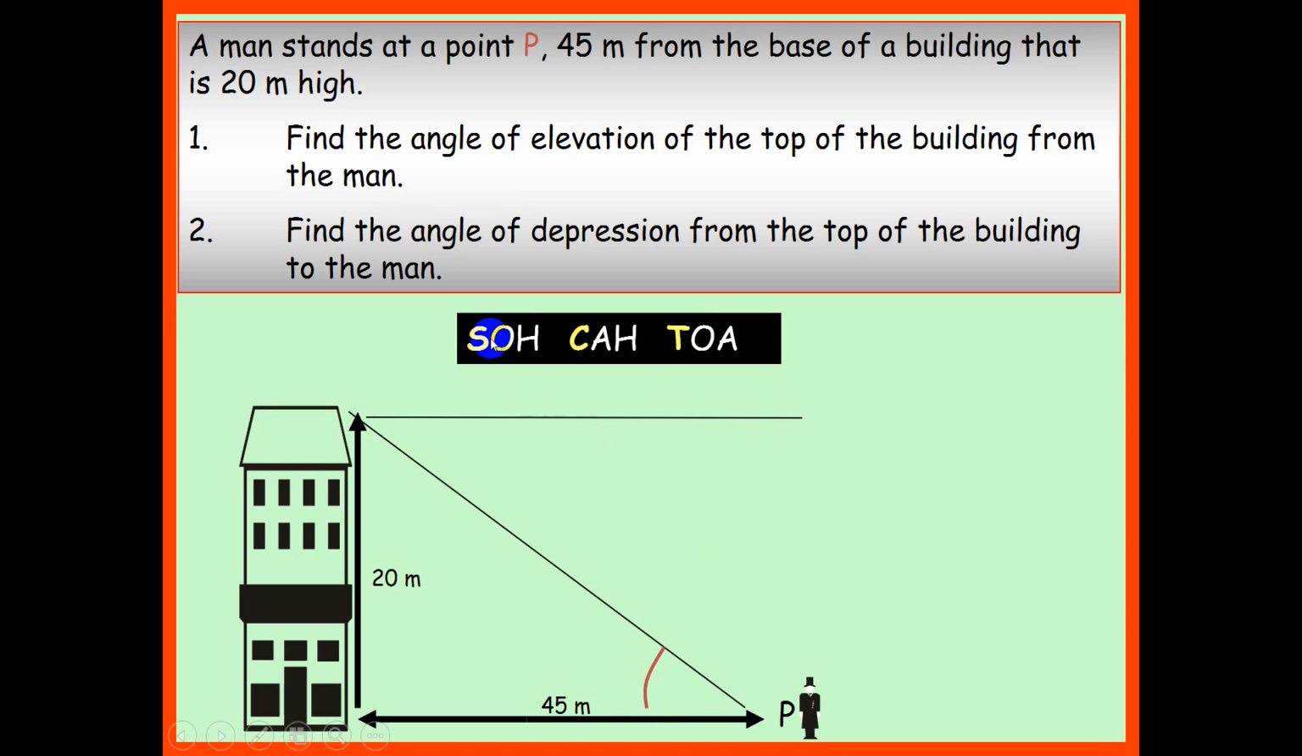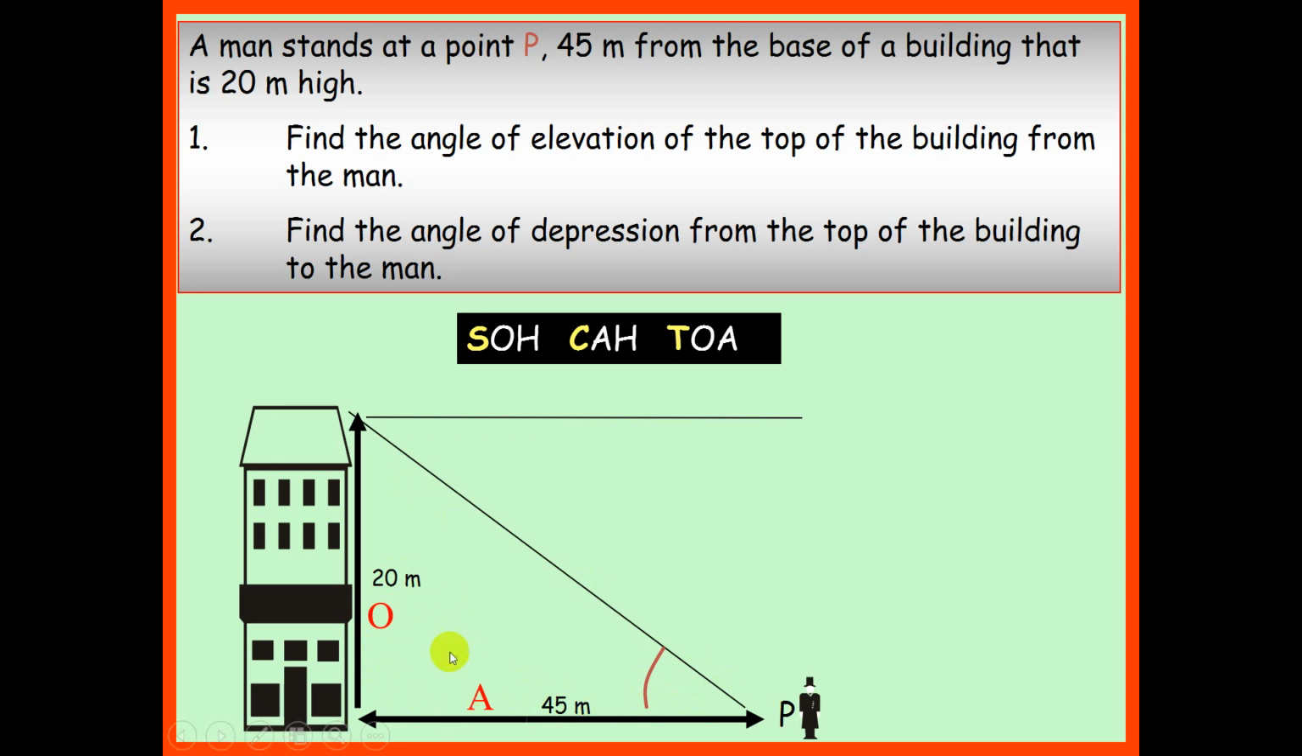I want to remind you of SOH CAH TOA. We've done this in class. Sine is opposite over hypotenuse, cos is adjacent over hypotenuse, tan is opposite over adjacent. If we look at our diagram, firstly, we need to note what is given. The 20 meters is given. In terms of the triangle and looking from angle P, 20 is your opposite side. 45 is your adjacent side.